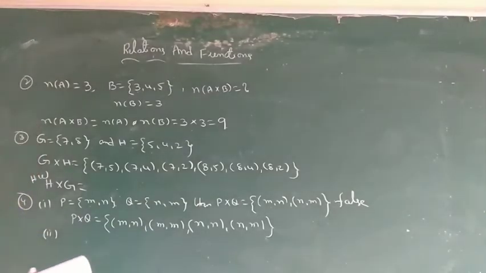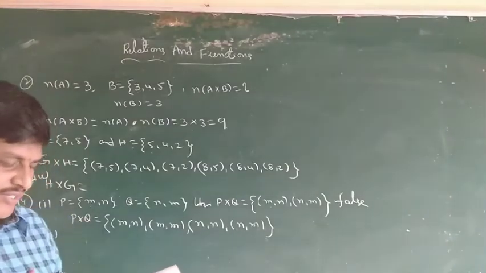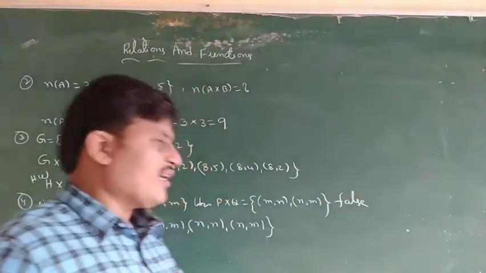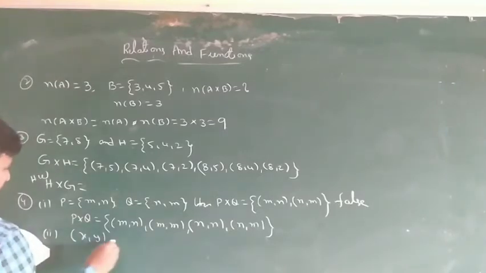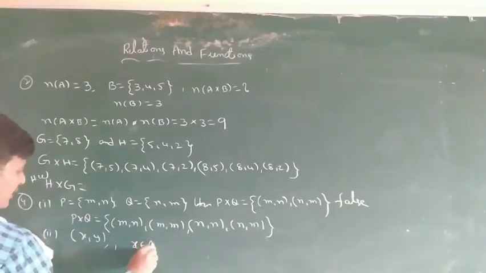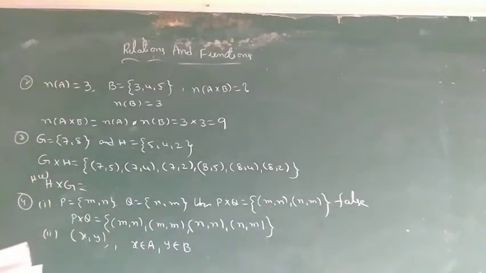A and B are non-empty sets, so A cross B is also a non-empty set of ordered pairs (x, y). Here x is equal to A and y is equal to B. The correct statement. Next, the third one.